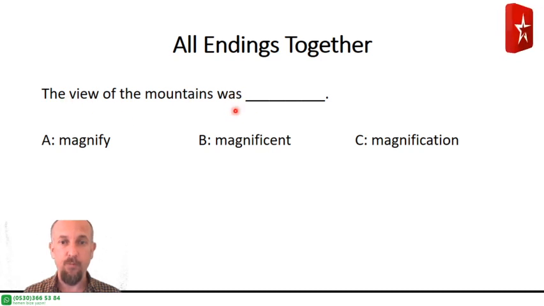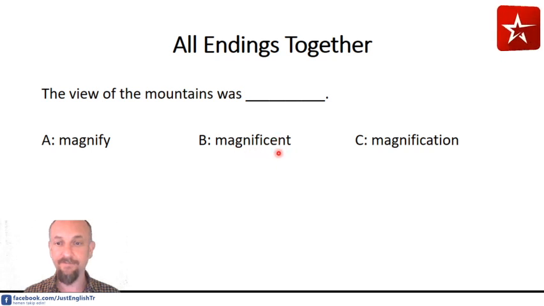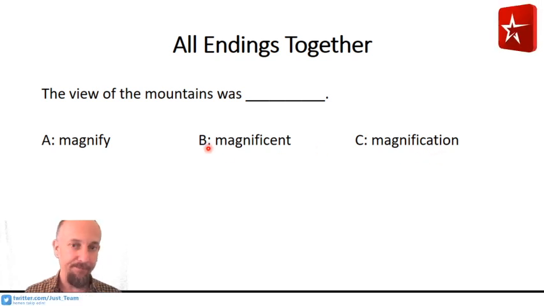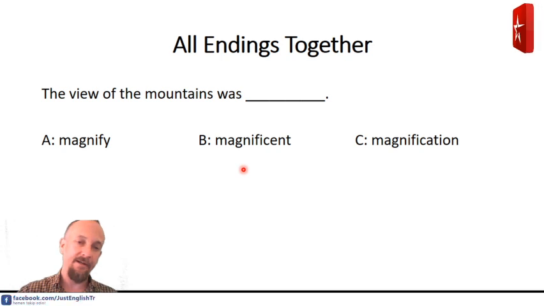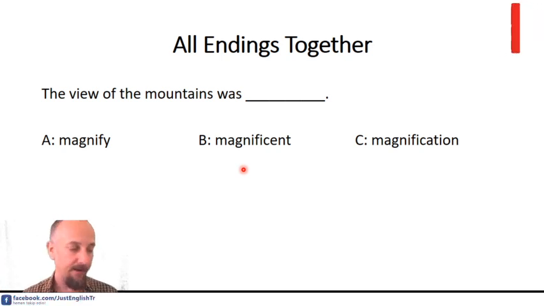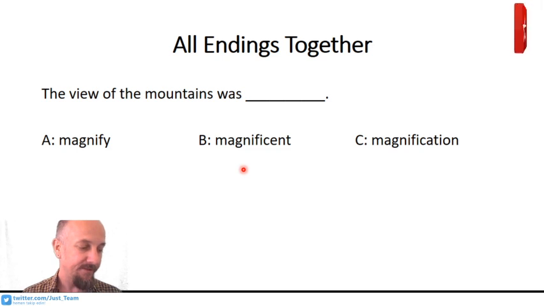The view of the mountains was ___. So we have magnify with that suffix -fy. Then we have magnificent, magnificent. And then we have magnification, magnification. Got that sound here again as well. So A, B, Erin says B. Don't forget, include your reasons. Don't just give me the answer. Go A, because noun, B, because verb, or C, because it's a noun. Tell me why. Don't rush, Mr. Erin. Never rush for anything.